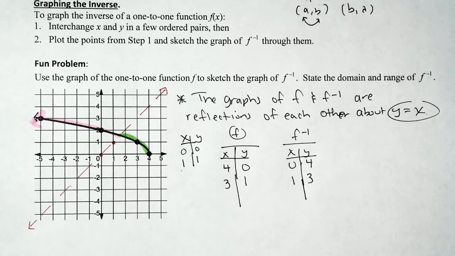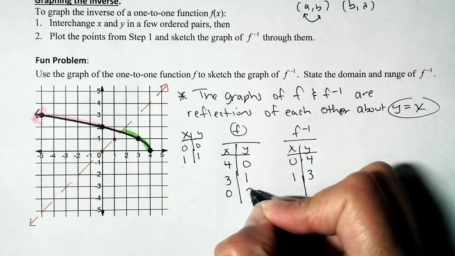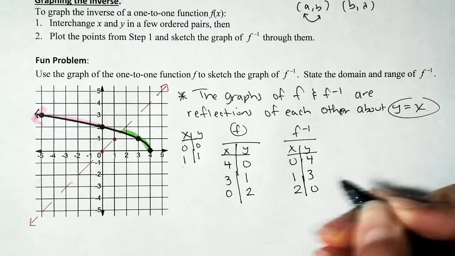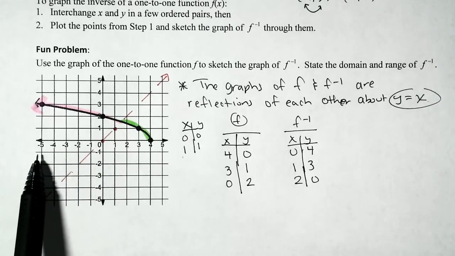To find the inverse, we're going to reverse all the ordered pairs. Next one that's highlighted, which one is it? It's (0, 2). So if (0, 2) is in f, when we trade places, (2, 0) will be on the inverse. For the grand finale, where am I?